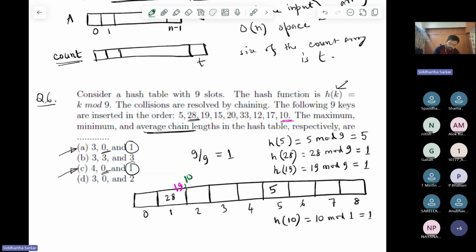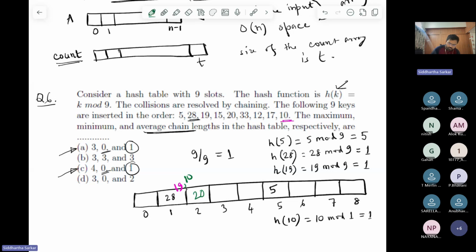But as Gahan has calculated, just tell me what are the numbers so that we can save time. In the 0th slot, is there anybody? Anybody can tell if there is anybody in the 0th slot? Okay. In slot 1, there are 3 elements. Second slot, is there anybody? So 20 is here, because 20 mod 9 is 2.